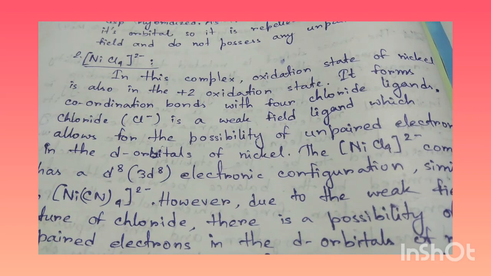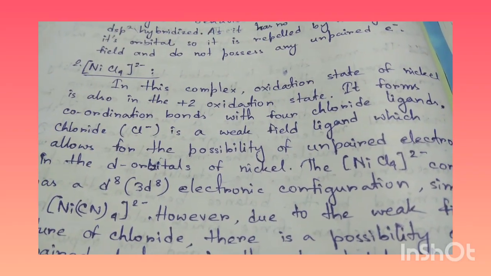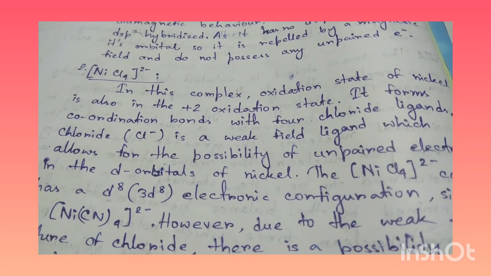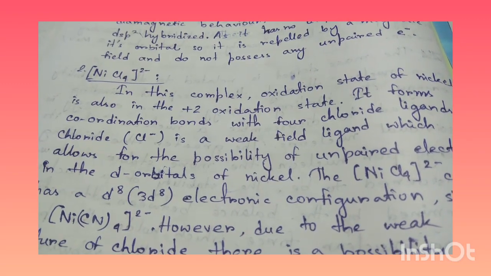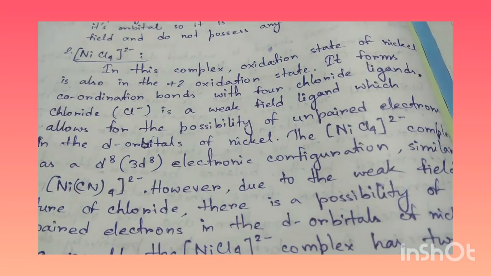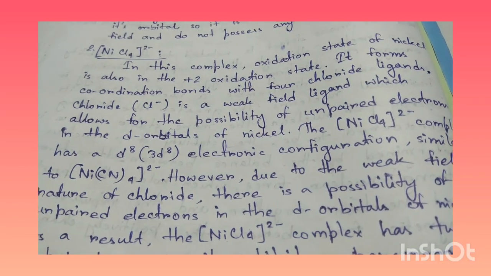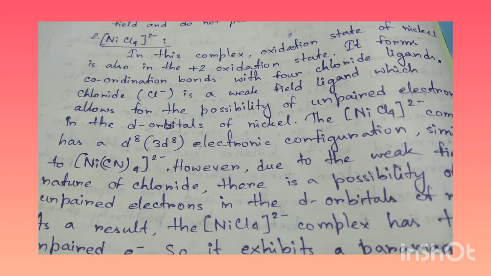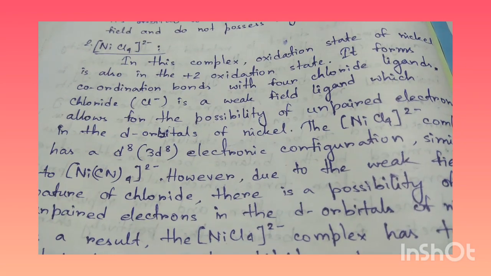Number 2, NiCl4 2 minus. In this complex, nickel is also in the +2 oxidation state. It forms coordination bonds with 4 chloride ligands. Chloride, Cl-, is a weak field ligand which allows for the possibility of unpaired electrons in the d orbitals of nickel. The NiCl4 2 minus has a 3d8 electronic configuration, similar to Ni(CN)4 2 minus.